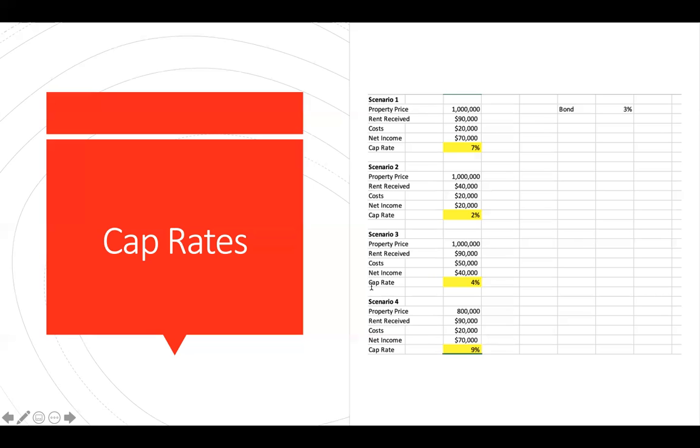In the second case, as you see in scenario one, assume that the total rent received per year is $90,000 and the investor needs to pay a total of $20,000 in various maintenance costs, property taxes, et cetera. It leaves the net income from the property investment at $70,000. Assume that during the first year, the property value remains steady at the original buy price of $1 million. The capitalization rate will be computed as the net operating income divided by the property value. So in this case, in scenario one, 70,000 divided by 1 million equals 7%.